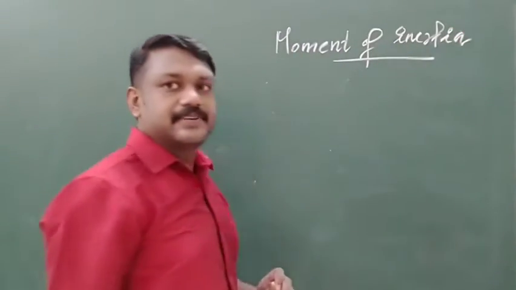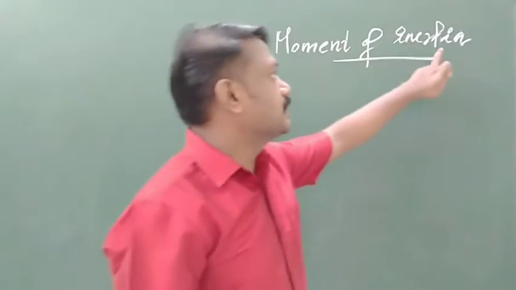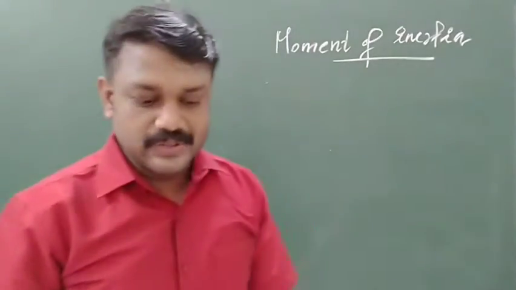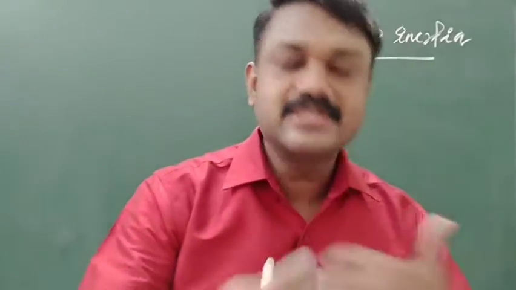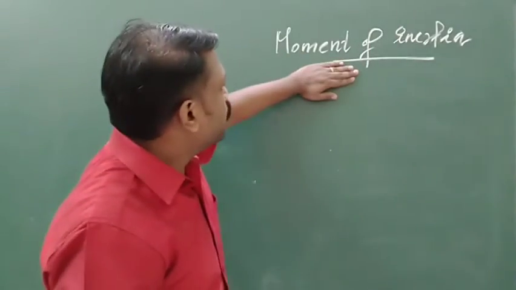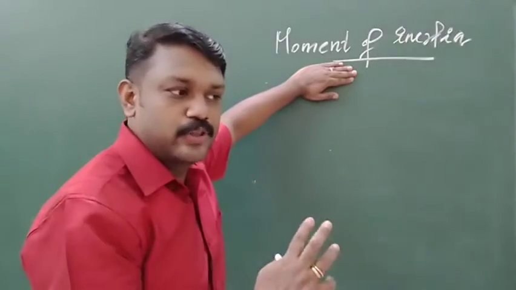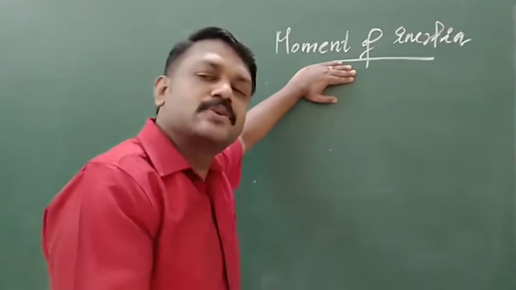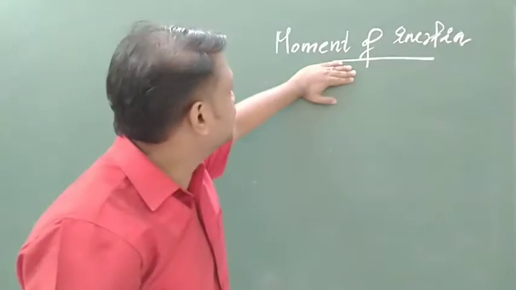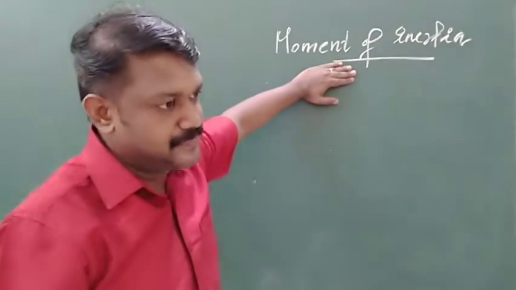From the term itself, it is clear that it is related to inertia. What is inertia? Resistance to change of state. I already told you that the rotational aspect is the counterpart of the linear aspect. So moment of inertia means rotational inertia.